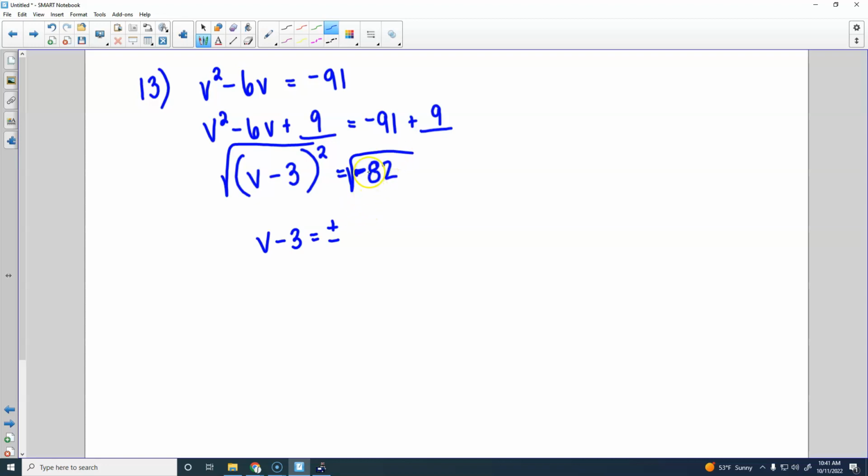So it does not break down, but we can pull an i out because of that negative. And then we just move the 3 over. So we get v equals 3 plus or minus i root 82. That plus or minus sign right there goes with that square root of negative 82. So when you add this 3 to move it over to the other side, you cannot add it to the term that has that i and that square root of 82, because those are not like terms. So they're just separated by that plus or minus.